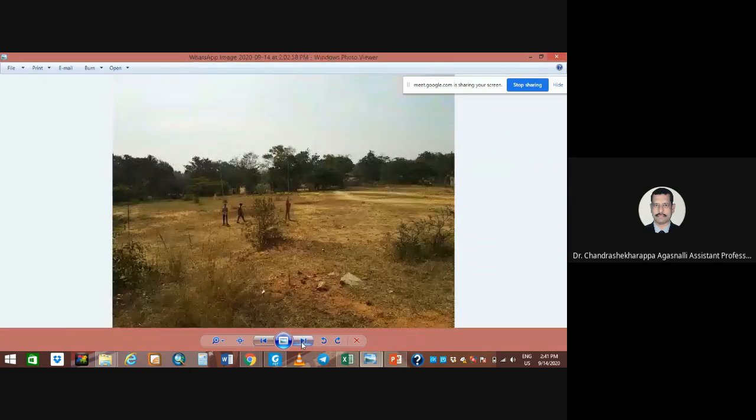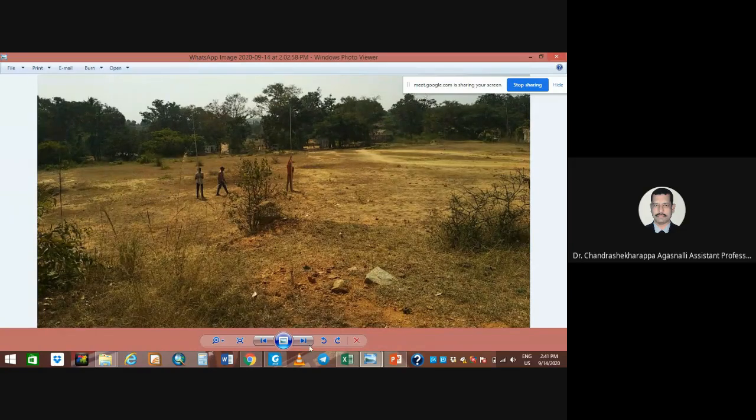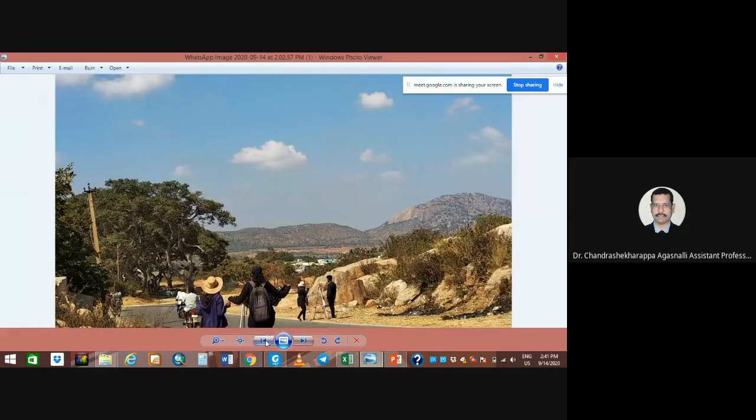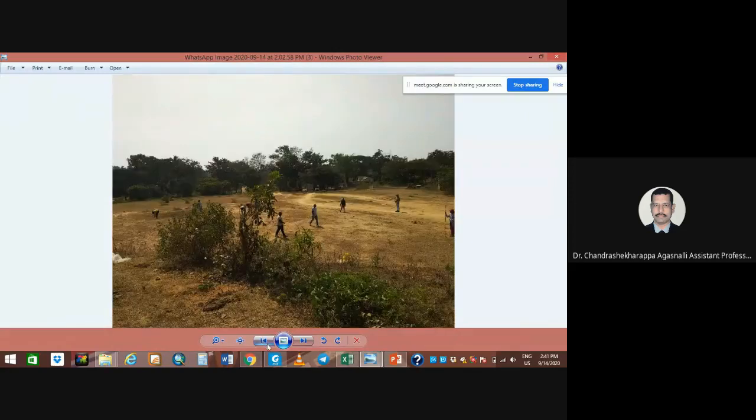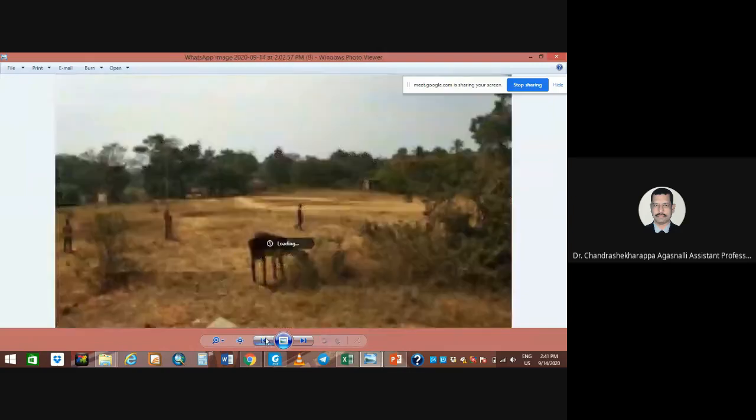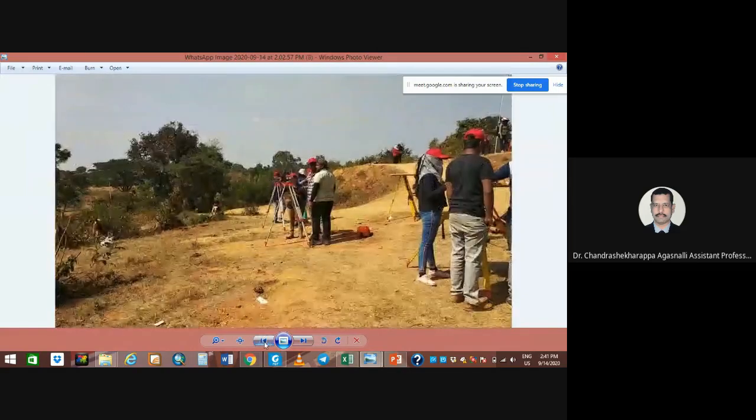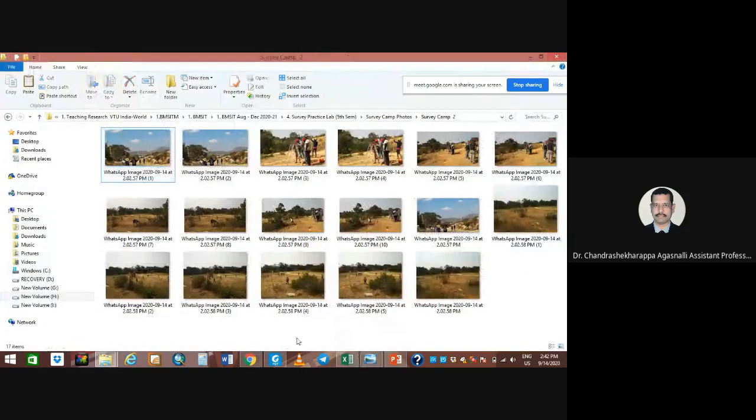One is here, one is here. Generally we use this for block leveling, especially next to the overflowing area of the water tanks. I will show you the cross staffs properly this way.